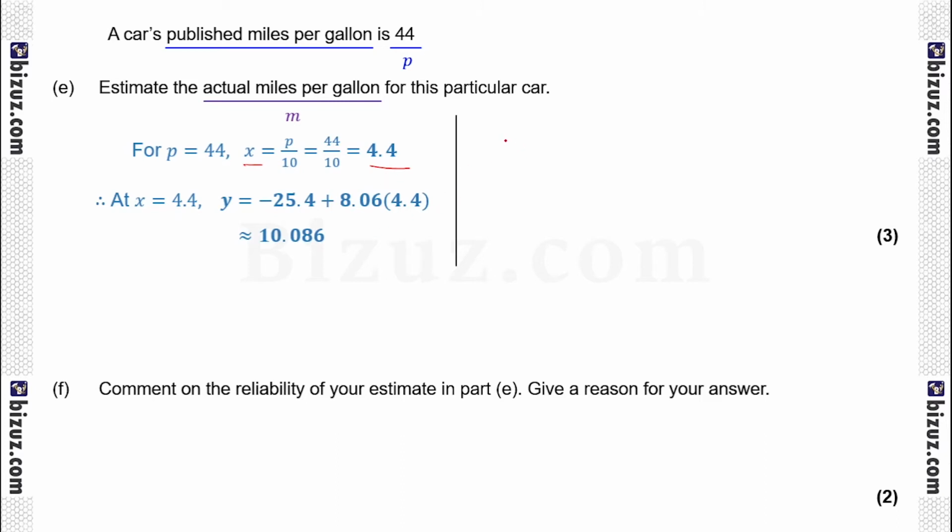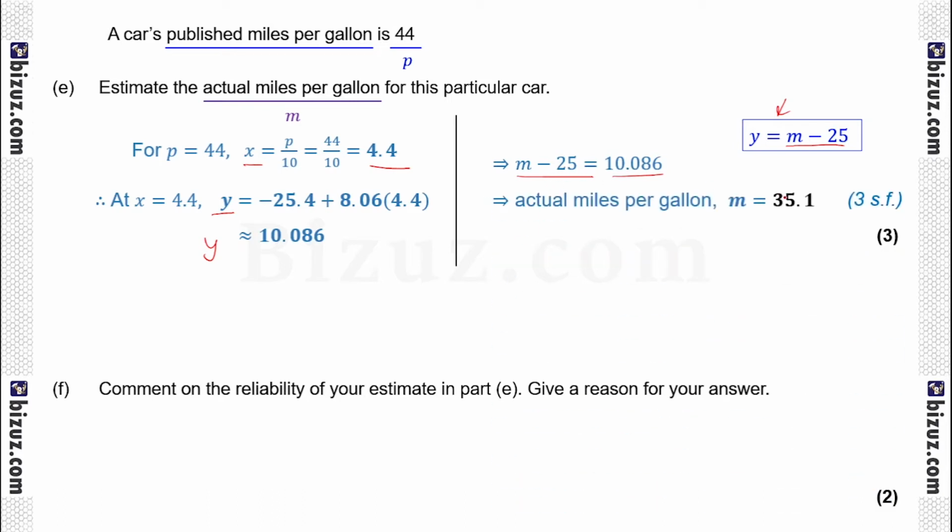Now I also have the coding equation between y and m. It's y equals m minus 25. So y is equal to this, y is equal to this, basically means m minus 25 is equal to 10.086. And now from here I can find the value of m, that is 35.1 to 3 significant figures.